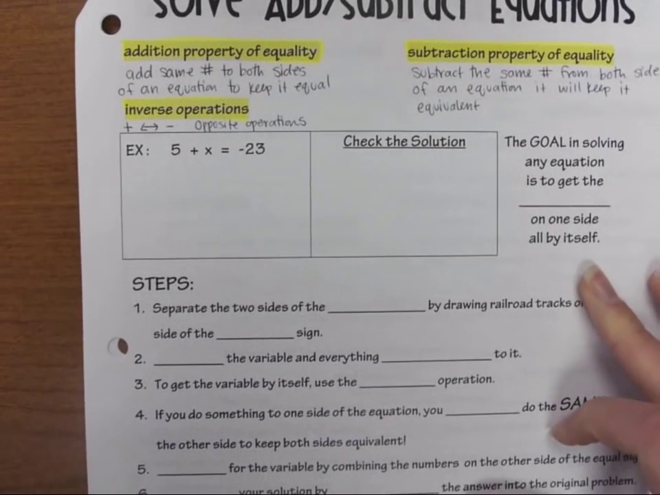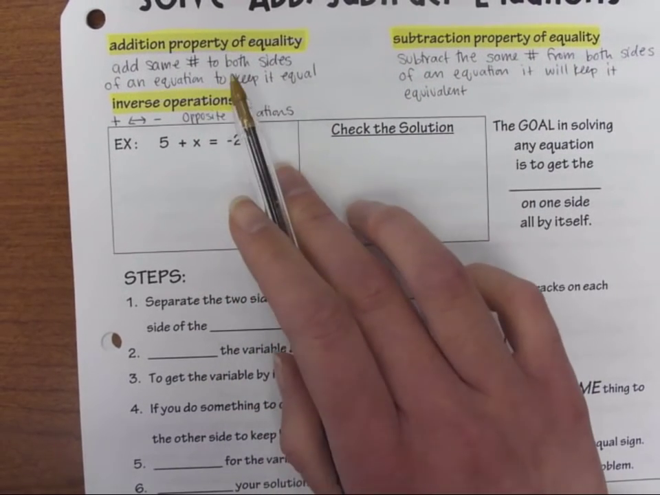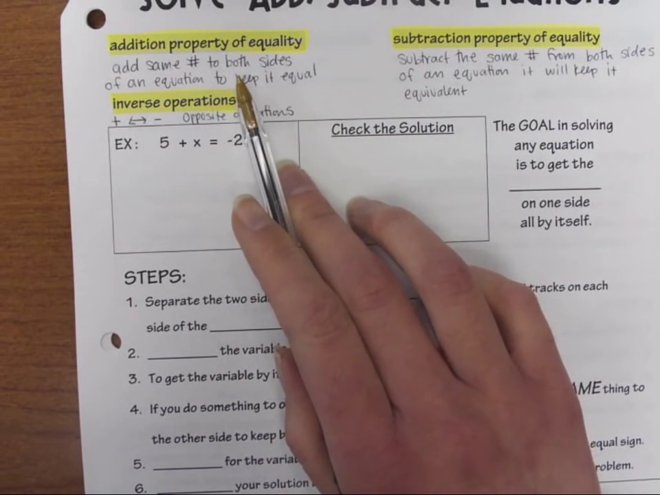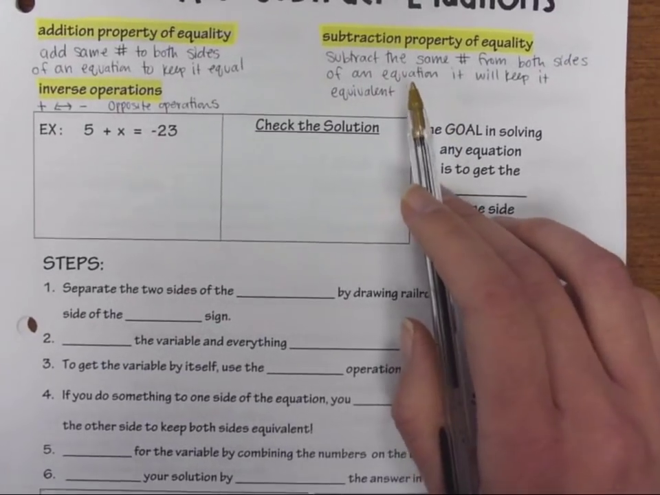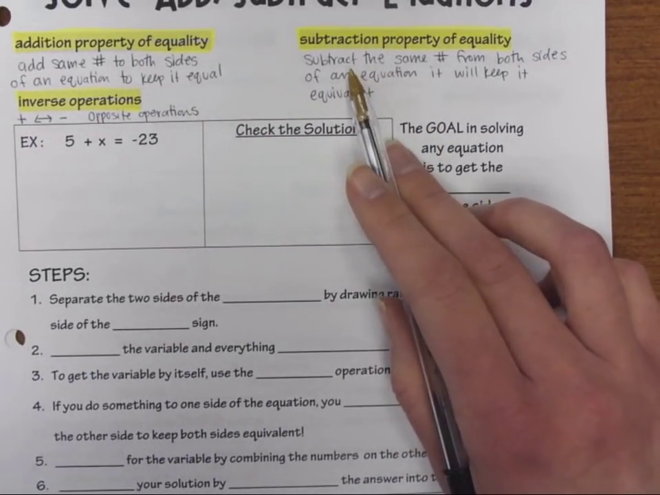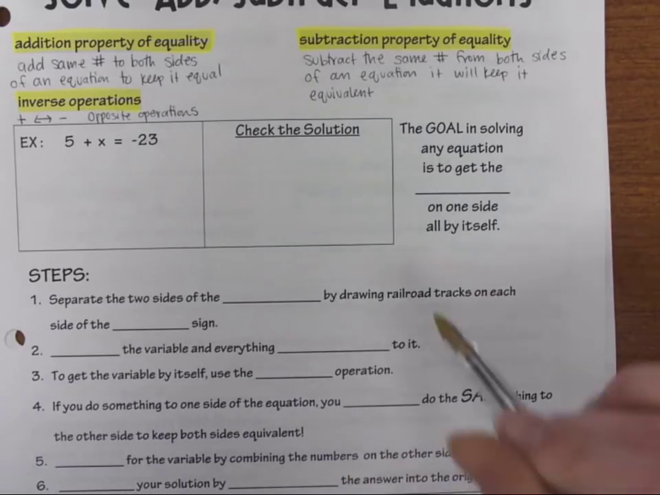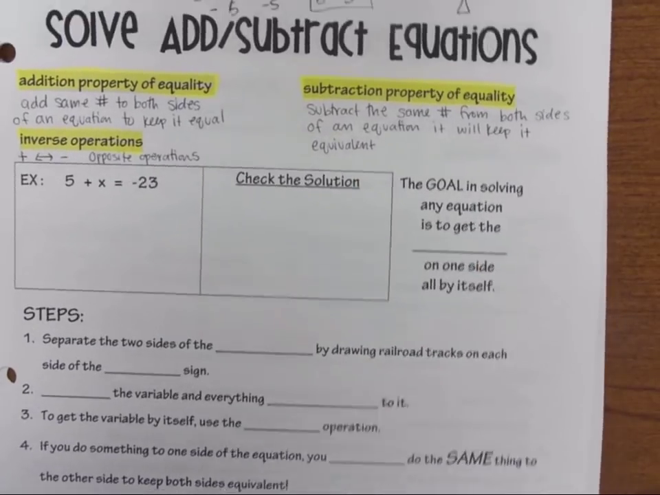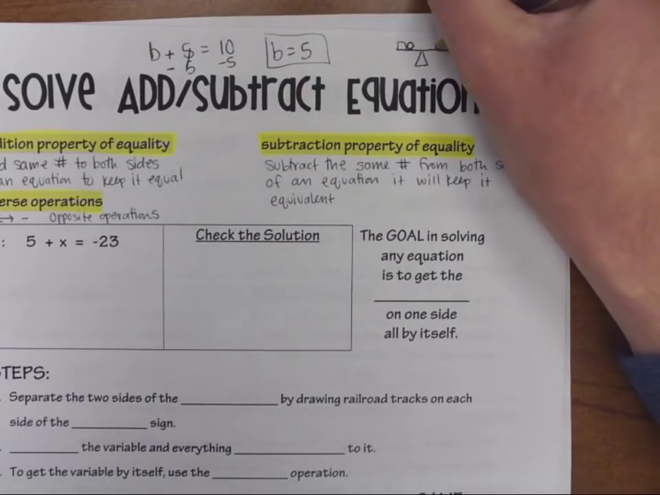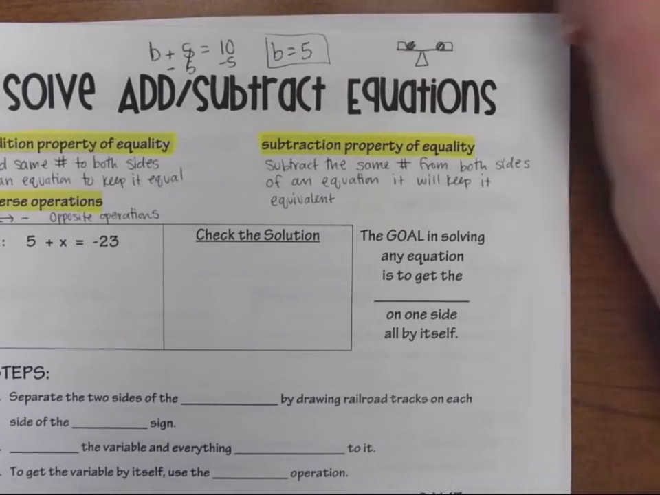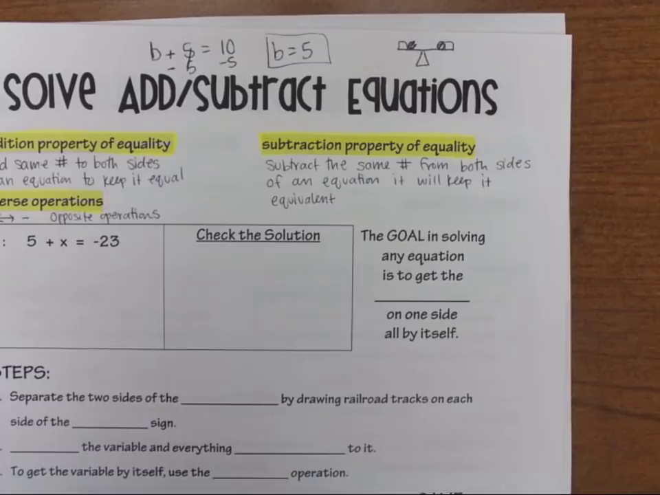That's the idea with these properties. I'm going to add the same number to both sides to keep it equal, and the subtraction property says that I can subtract the same number from both sides of an equation and it will also stay equivalent or equal. So back up here to our little scale, if I took this piece off of both of them, they would still stay balanced.